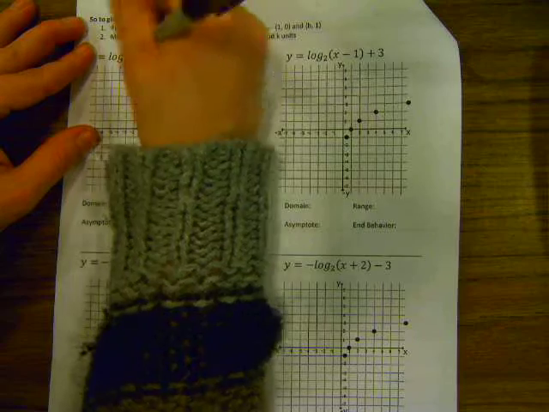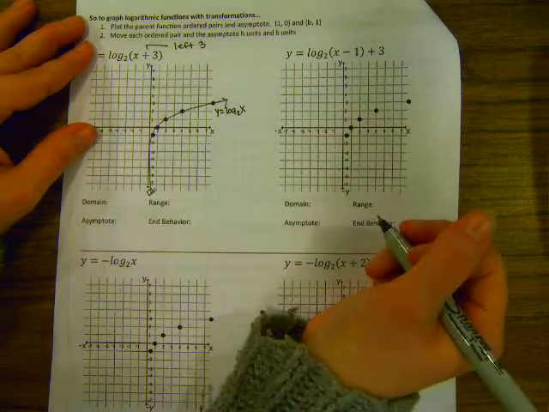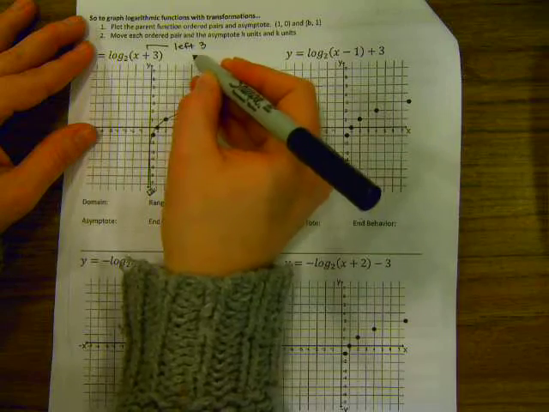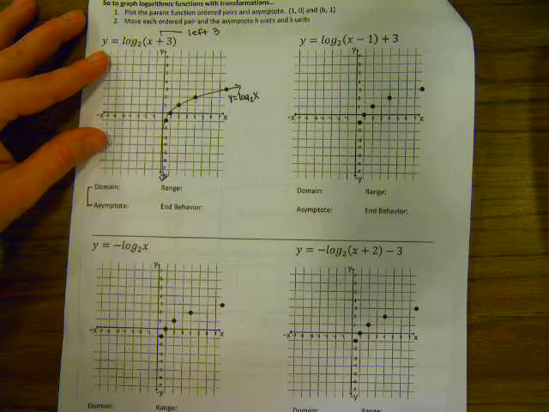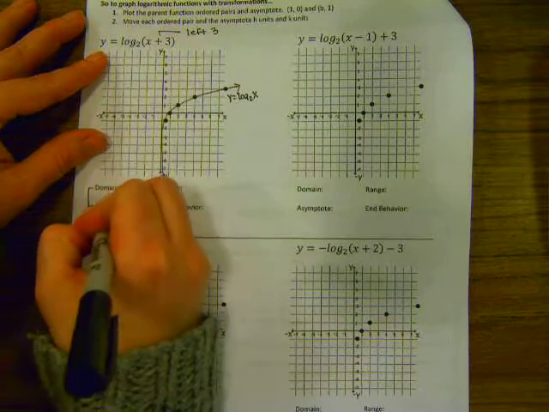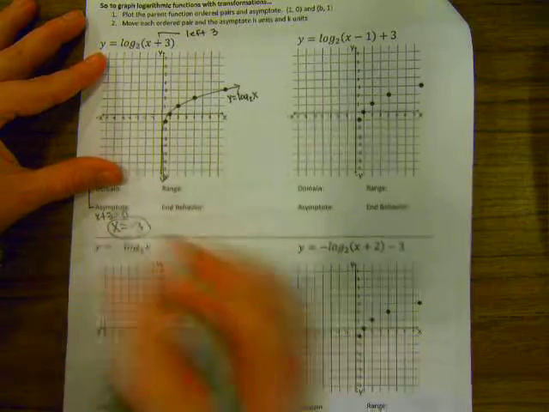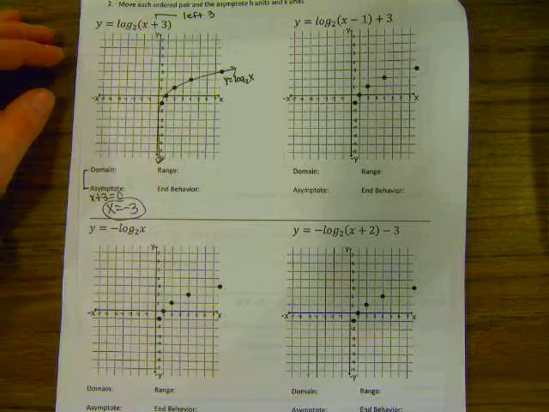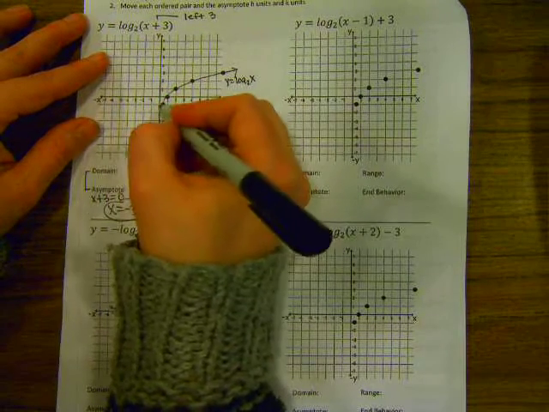This means left 3. Now, what is that going to do? That's going to change your asymptote and your domain, both of these together. The asymptote, you set that equal to 0. So the asymptote is at x equals negative 3. The domain is anything bigger than that number.